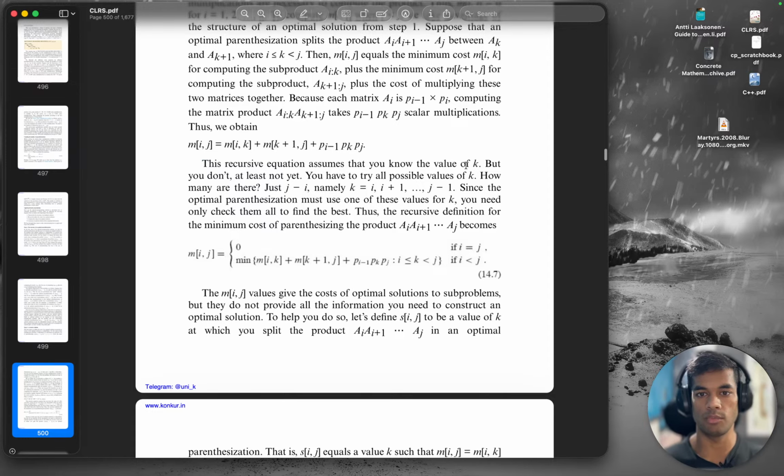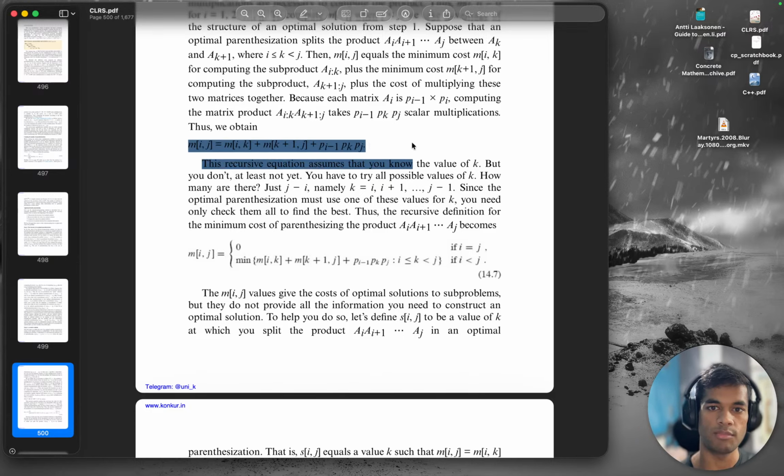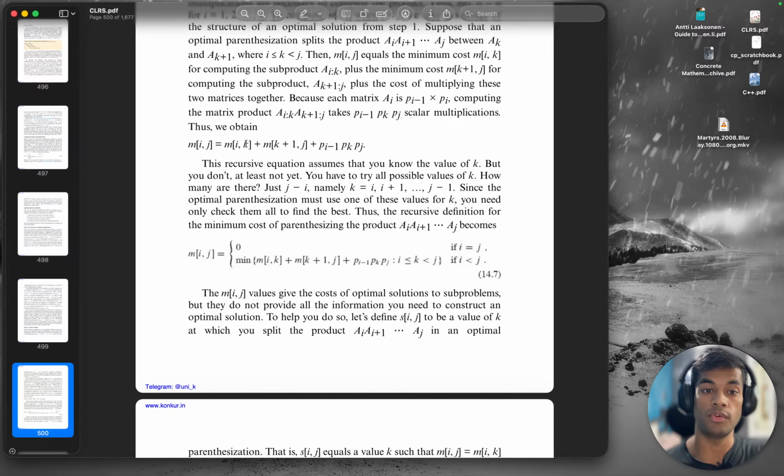This recursive equation assumes that you know the value of k. Yes, we can iterate through the value of k from i till j minus 1, but you have to try all possible values of k. That is, I guess, a subtle but nice point. They have defined that we split this at some region k, but we don't know what k is, and there is no way of avoiding going through all values of k. Therefore, we must go through all values of k. How many are there? There are just j minus i number of k's.